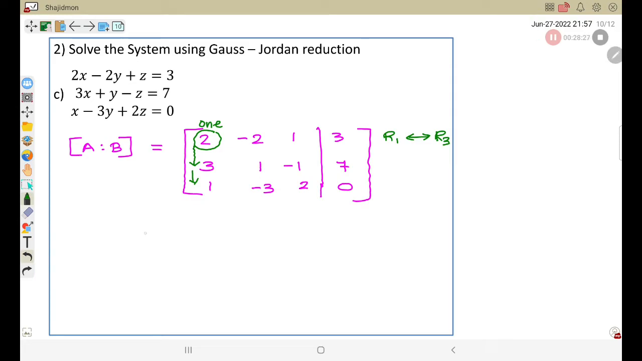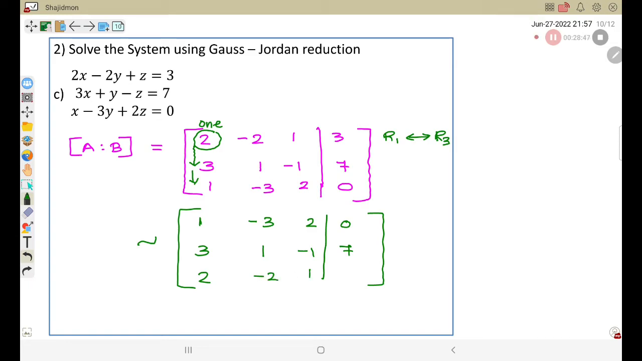Interchanging first, the equivalent matrix: the third row we write as the first row, 1, minus 3, 2, 0. Second row the same, 3, 1, minus 1, 7. Then 2, minus 2, 1 and 3, the first row becomes the third row. Now the first number is correct. This is the pivot number. Now what do we need to do? The numbers below the pivot, this number and this number, we need to change into zeros.